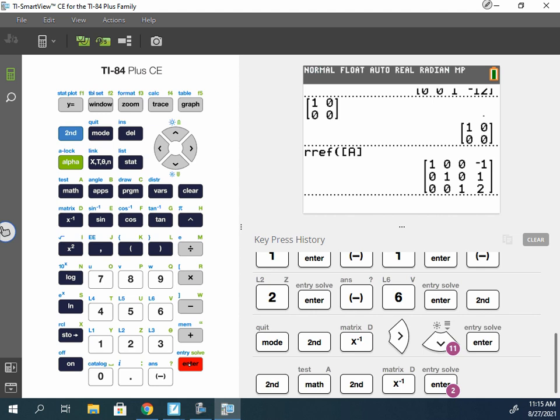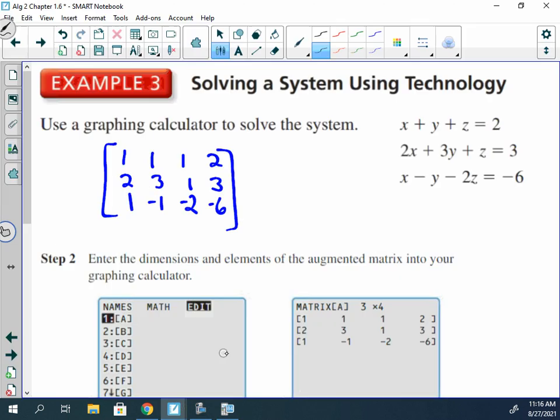So what's our solution? Well, negative 1, 1, 2. That's it. That's all we have to do for this here. Questions on this here? We ready to do another one? Okay. Erase this here. Pull this back up.